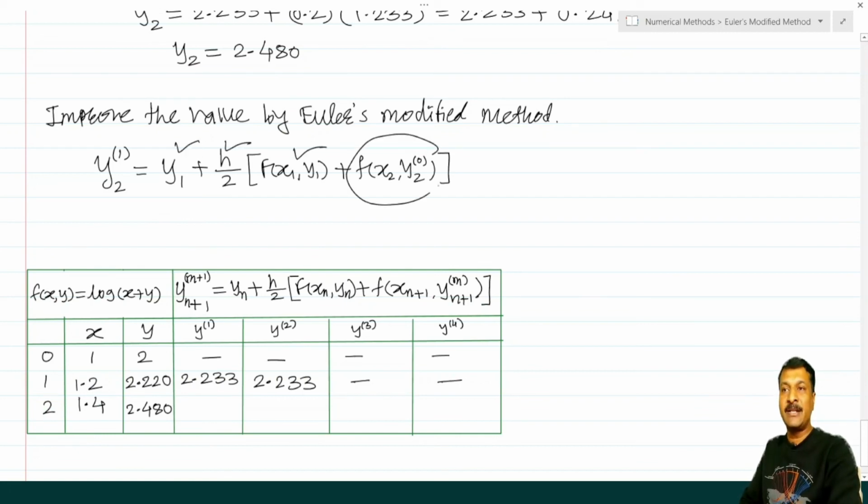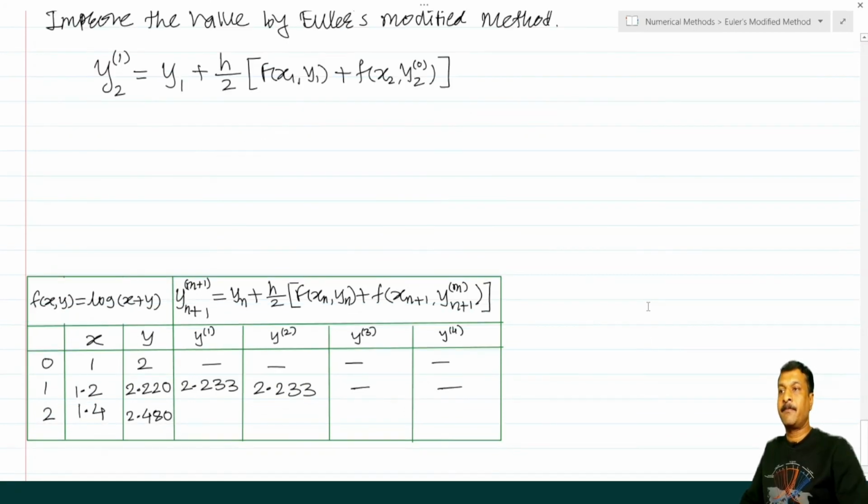I want to find this value first. What is f of xy? This. So I am getting here f of x2 and y2 with the recent value. You can see this is the 0th position. So y2 means this row I am using. So here that is equal to f of xy.